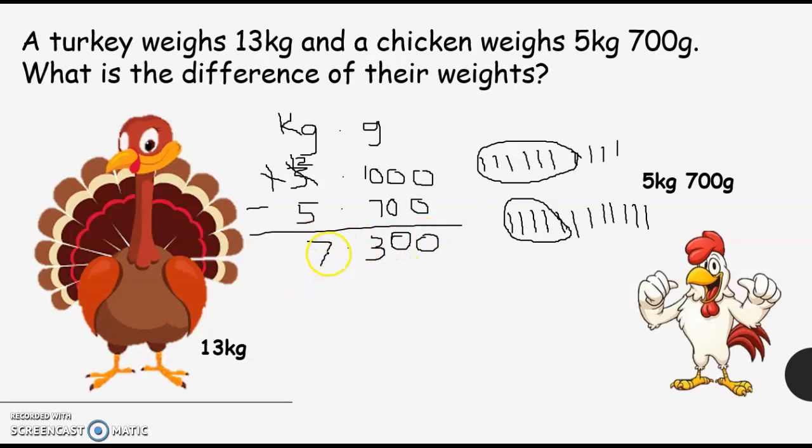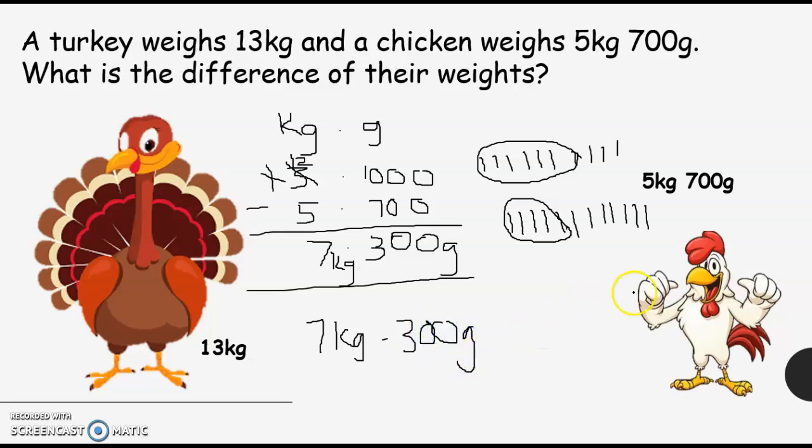So my answer would be what? 7 kg, 300 grams. So the difference between the weight of the turkey and the chicken is 7 kg, 300 grams. So what it means is the turkey is 7 kg, 300 grams heavier than the chicken.